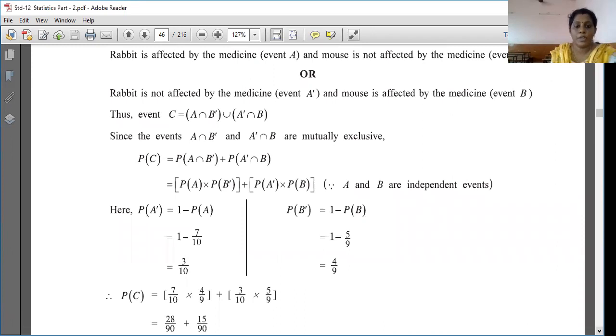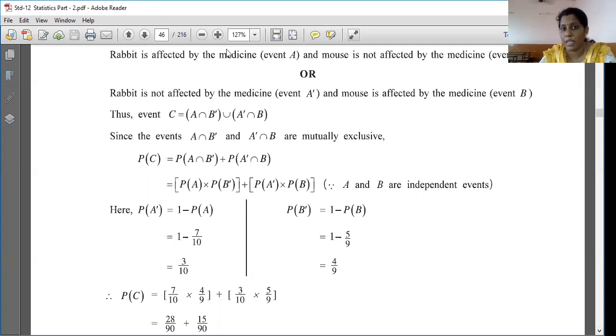See, so P of A into P of B dash and P of A dash into P of B. We have P of A and P of B. So what is P of A? P of A is 7 by 10, and P of B is 5 by 9. So P of A dash will be 1 minus 7 by 10, and P of B dash will be 1 minus P of B. Right, it is vice versa.